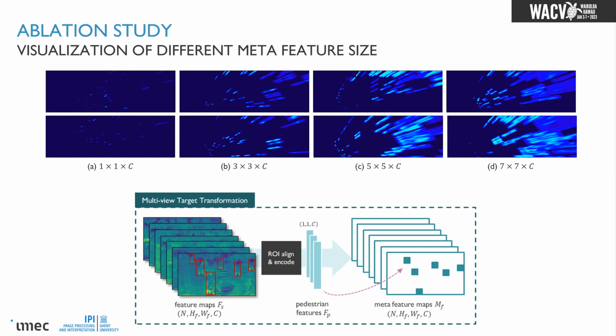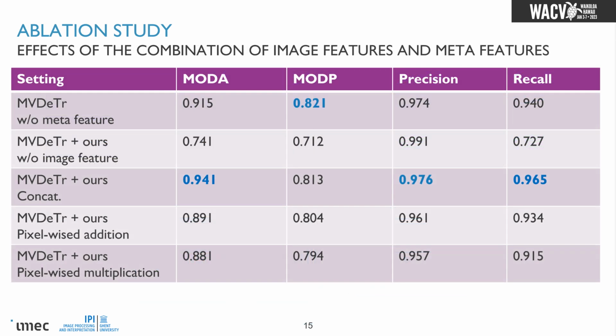We can see that with the smallest feature size, the pedestrian features will not overlap with each other. But with a larger feature size, the distorted features will overlap together and cause ambiguity when performing detection.